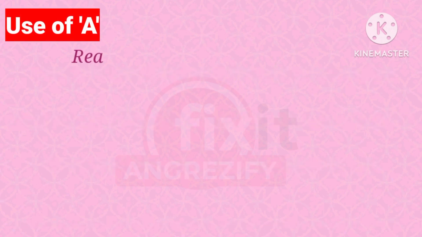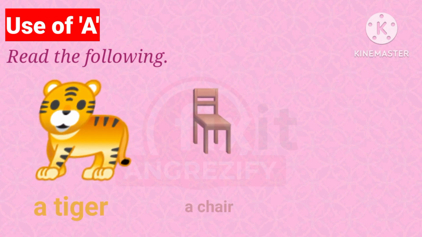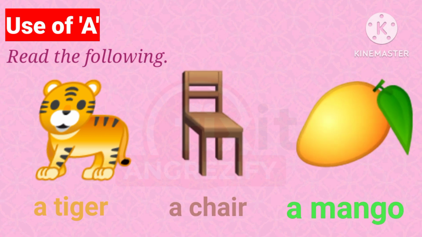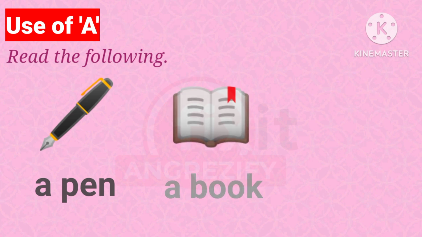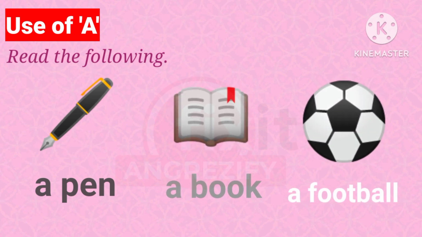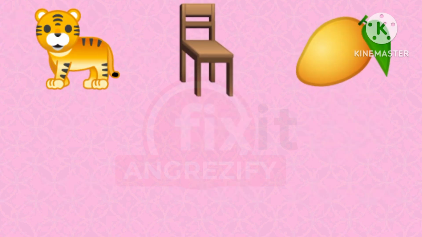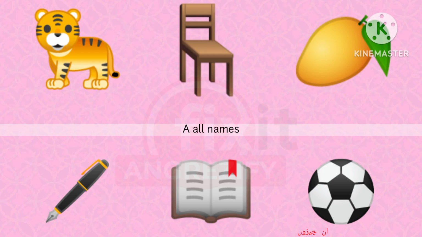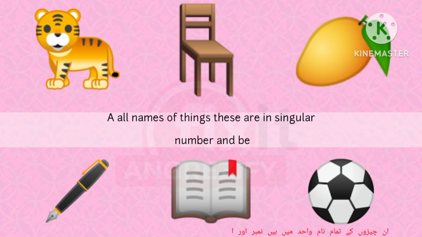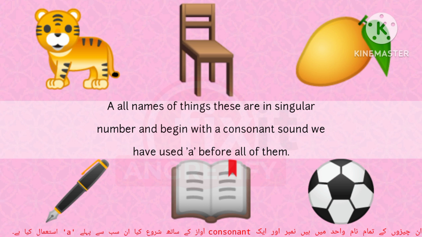Use of A. Read the following: a tiger, a chair, a mango, a pen, a book, a football. Tiger, chair, mango, pen, book, football are all names of things. These are in singular number and begin with a consonant sound. We have used A before all of them.